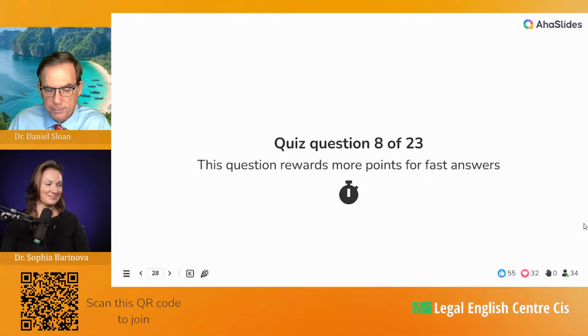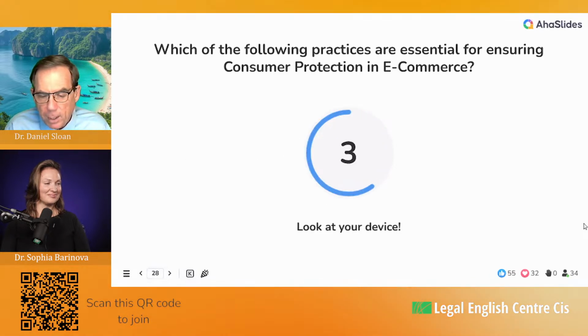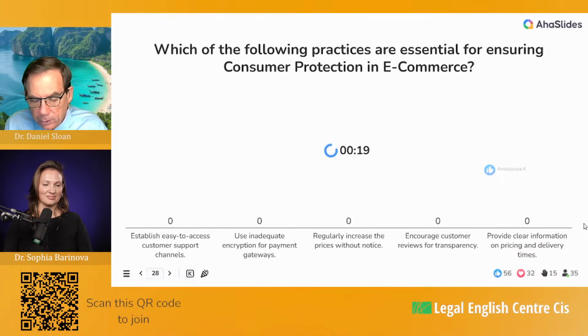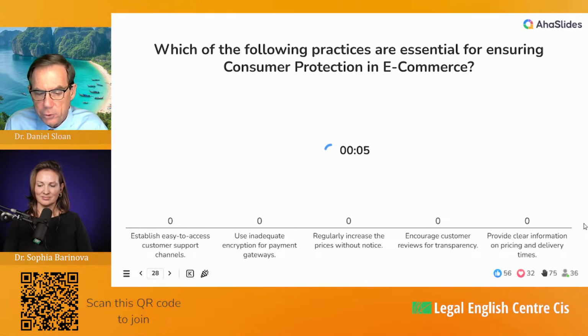Next question. Which of the following practices are essential for ensuring consumer protection in e-commerce? Establish easy-to-use customer support channels, use inadequate encryption for payment gateways, regularly increase the prices without notice, encourage customer reviews for transparency, or provide clear information on pricing and delivery times. Which of the following are essential for ensuring consumer protection?